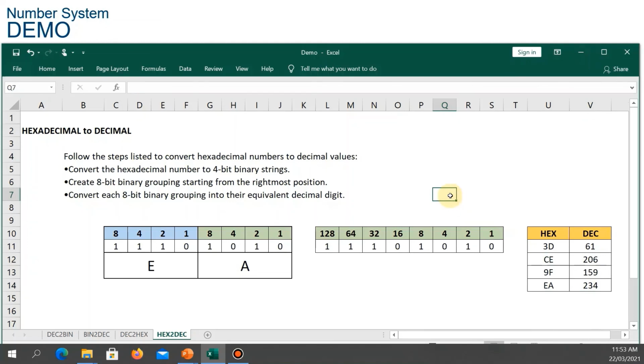All right. So that's the conversion of hexadecimal to decimal.